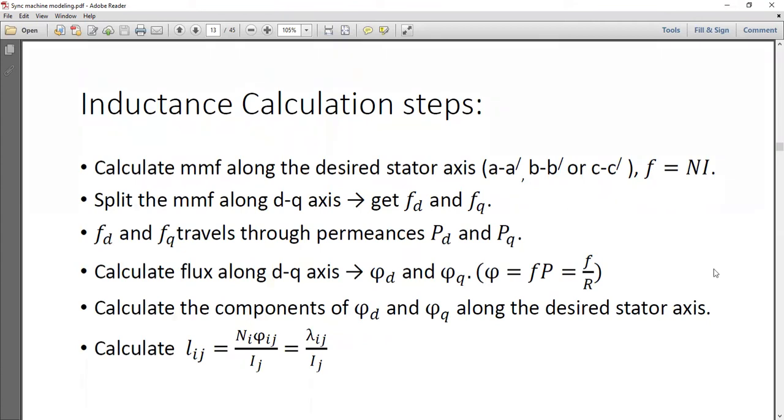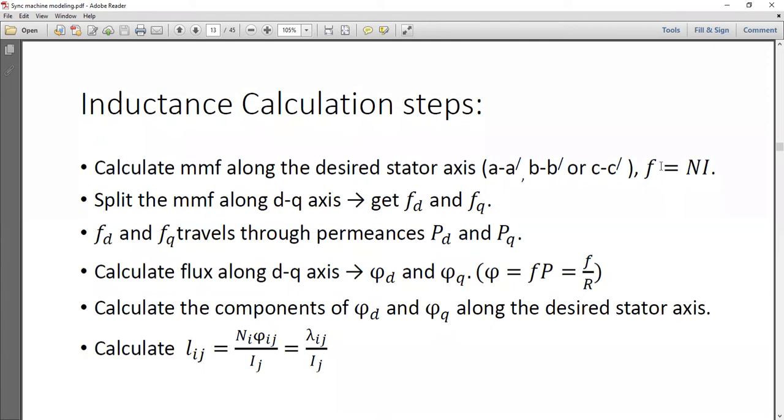So let's start some new things today, that is the inductance calculation steps. So these are the steps. First of all, for calculating the inductance, we will calculate the MMF along the desired axis. The desired axis could be either the A axis, the B axis, or the C axis. We'll see how we deal with that.